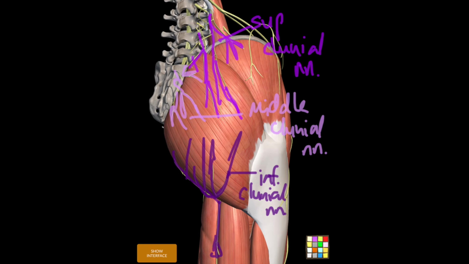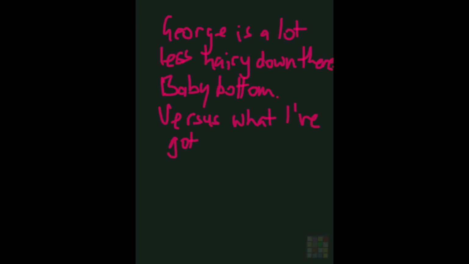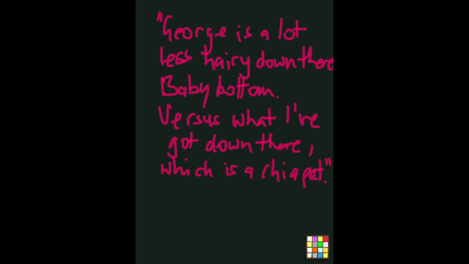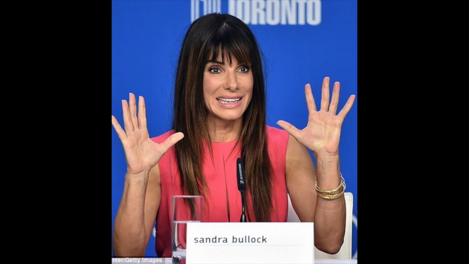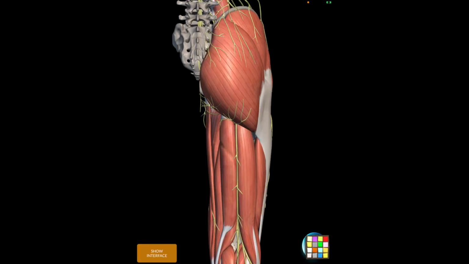Again, if you're having trouble remembering that cluneal means buttock, recall once more George Clooney's bum, which again made headlines when Sandra Bullock, here they are together, claimed that George's butt was used to double for hers in a movie scene because, as she said, George is a lot less hairy down there, baby bottom, versus what I've got down there, which is a chair pet. If you're like me, you had to look up what chair pet was, so I'll save you the trouble. Boom. And here she is delivering the line, just incredible. So buttock, Clooney, cluneal, hopefully now you'll never forget it.